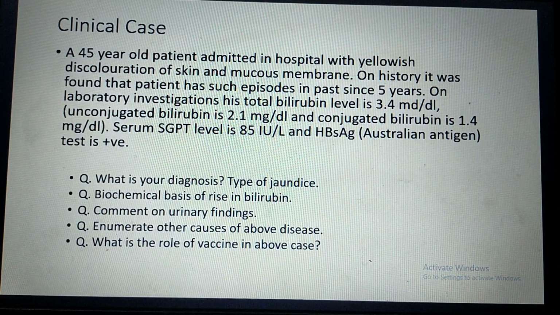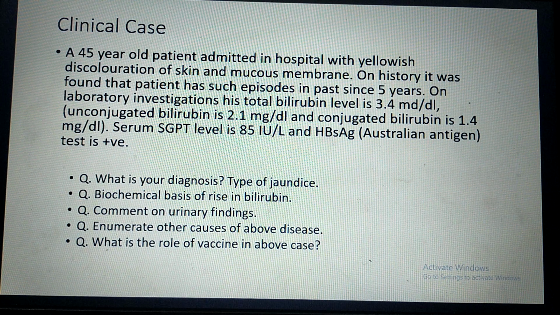Clinical case on this topic: a 45-year-old patient admitted in hospital with yellowish discoloration of skin and mucous membrane. On history, it was found that the patient had such episodes in the past since last 5 years. On laboratory investigation, his total bilirubin level is 3.4, conjugated bilirubin is 2.1, and unconjugated bilirubin is 1.4. Serum SGPT is 85 international units per liter, and HBsAg, which is also called Australia antigen test, is positive.